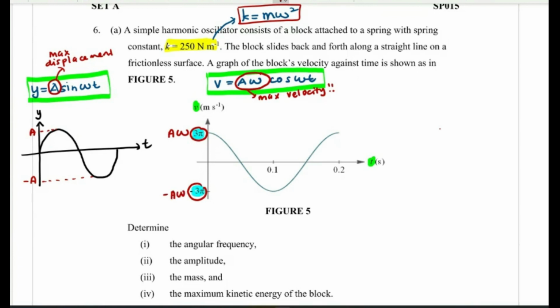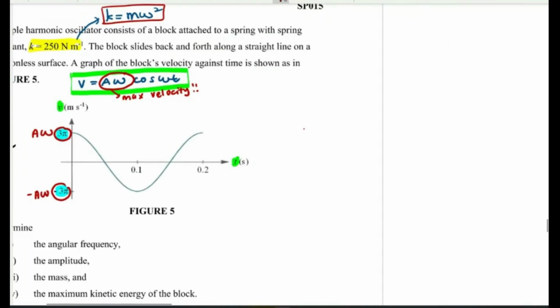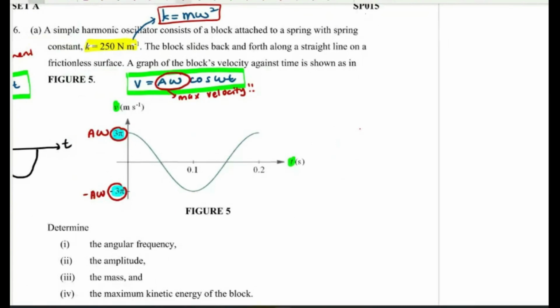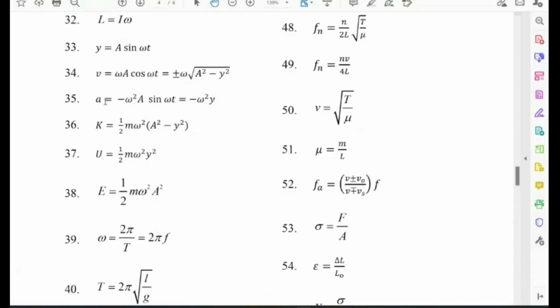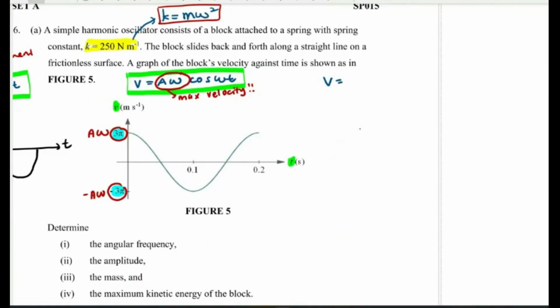Boleh? Okay. Kalau soalan tukar pula bagi graph acceleration, so the equation V is equal to, kalau terlupa kita tengok kat depan ada V pula A. A in terms of time. This is A in terms of displacement. So A is equal to negative omega squared A sin omega t. Ini adalah equation acceleration in terms of time.